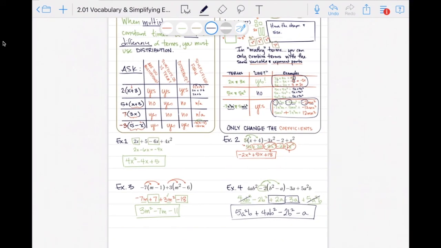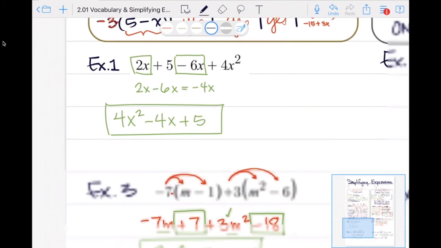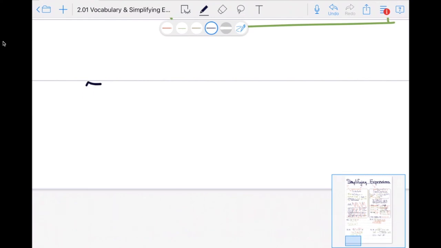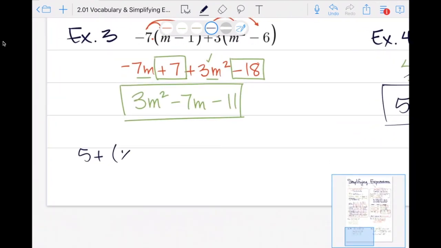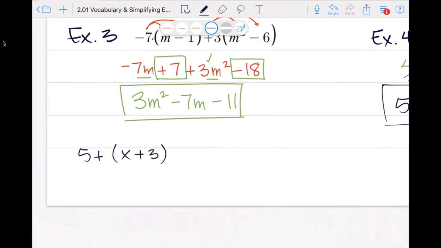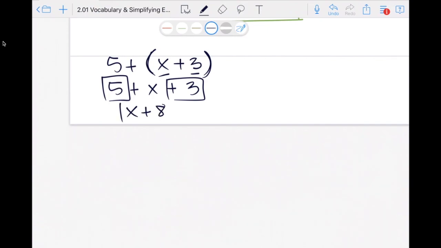Okay, the last thing I want to do is talk about how you would do these two questions. So the first one, I'm not going to put it in that table because I don't want you to think that that's distribution. 5 times x plus 3, or 5 plus x plus 3. In this case, even though the parentheses are acting like a grouping symbol, these are not like terms, so you can't combine them. We can just look at it like 5 plus x plus 3, and there's no distribution happening, but we can combine the two constants together and say that this is x plus 8.